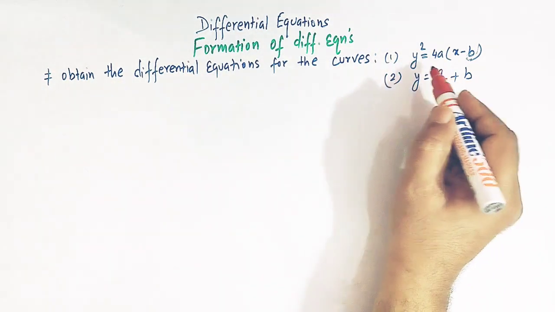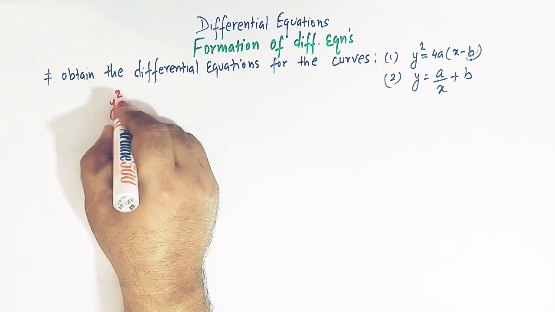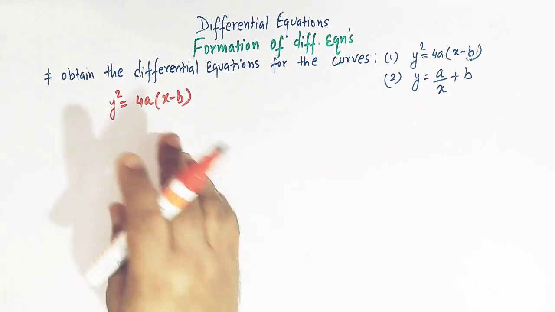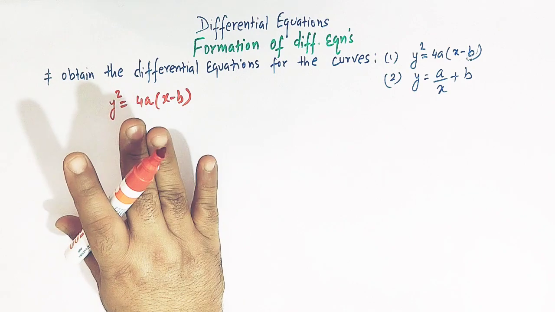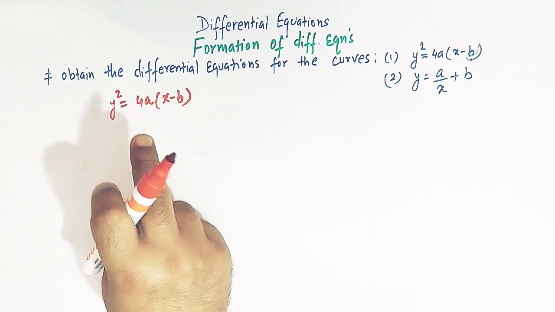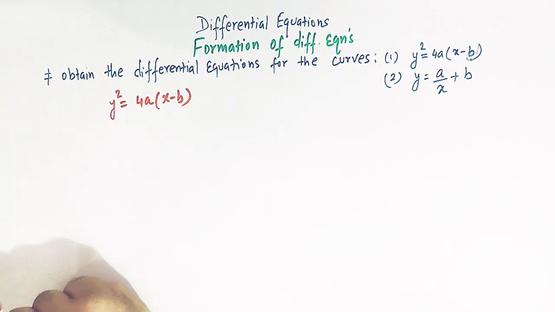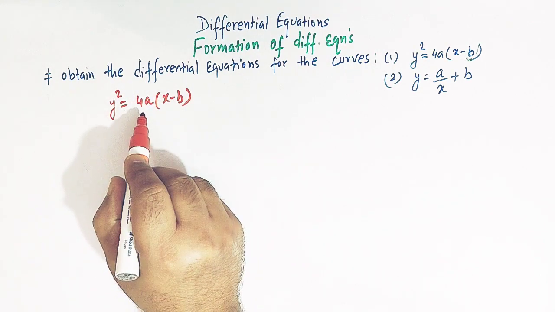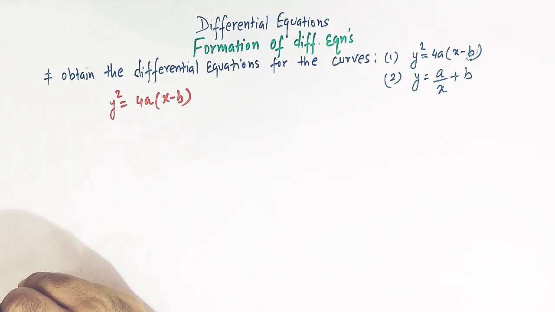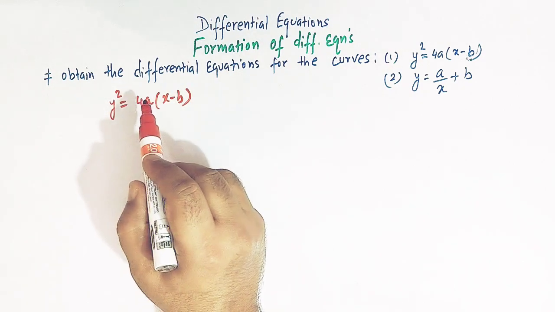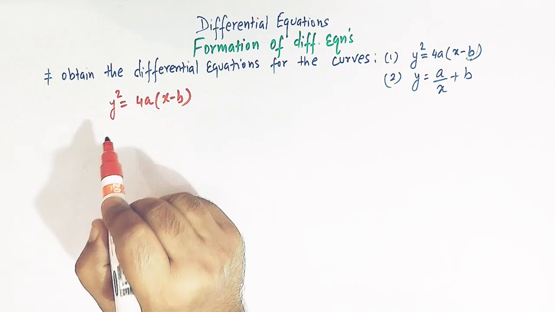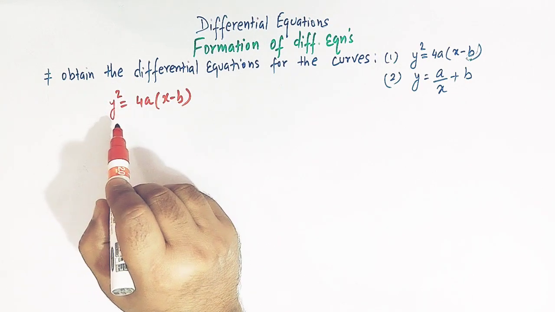Here the algebraic equation of the curve is given as y square is equal to 4a(x minus b). And we have to form the differential equation corresponding to this curve. For forming the differential equation, we first count the number of arbitrary constants contained in this algebraic equation. This is the important point while forming differential equations.